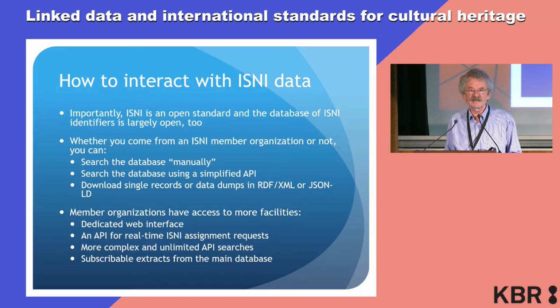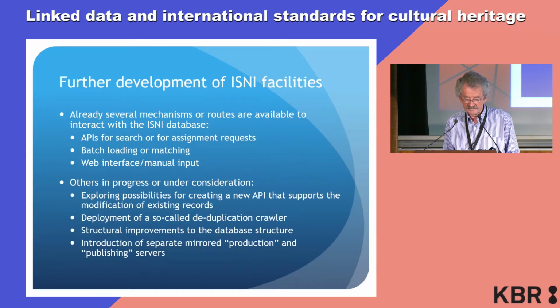We've got manual interaction routes. We have several APIs for searching and for ISNI requirement. We have download facilities for individual records or multiple records. And then if you are associated with a registration agency or member organisation, like the KBR, for instance, then there are other facilities that come into play, like APIs for ISNI assignment and various other things that you see there. Next slide, please.